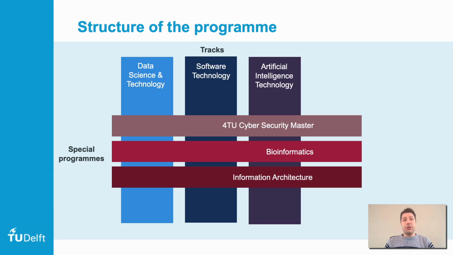We offer three different tracks: data science and technology, software technology, and artificial intelligence technology. I'm going to explain the differences between those tracks very soon. And on top of those tracks, we offer what we call the special programs. And there you can dive into topics like cybersecurity, bioinformatics, and information architecture.